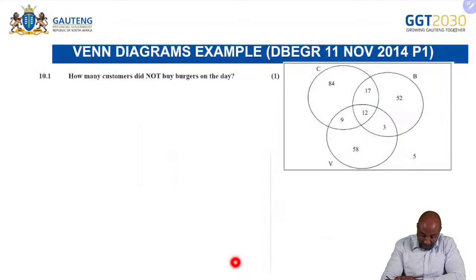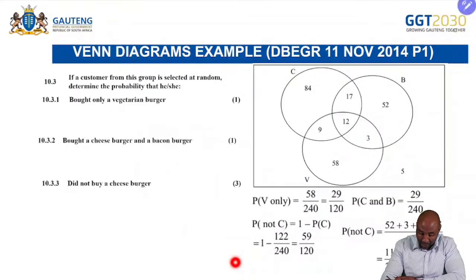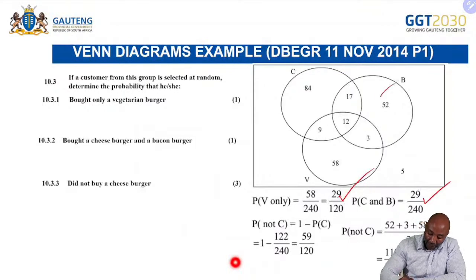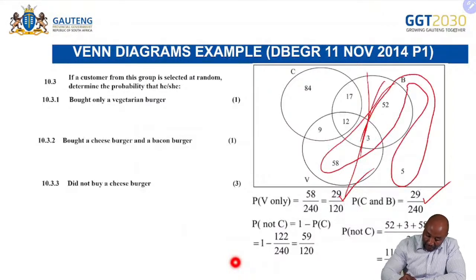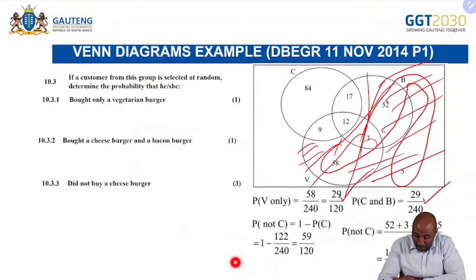Let's move. We have answered those ones. We have answered 10.3.1, V only, we got our answer, 29 over 240. We are told, but did not buy a cheeseburger. Did not buy a cheeseburger. We are adding everything that is outside, including those 5. So everything that is outside, but not including the cheeseburger.